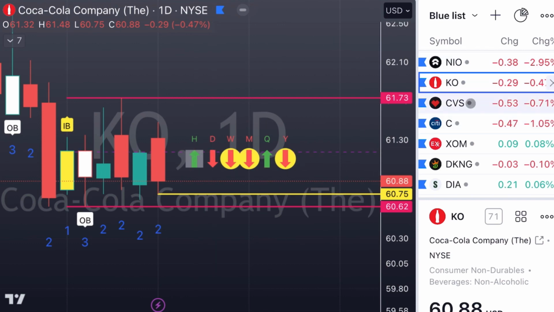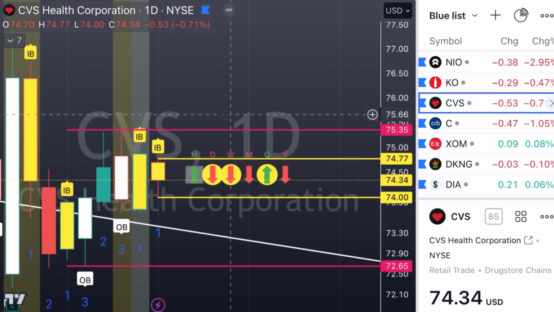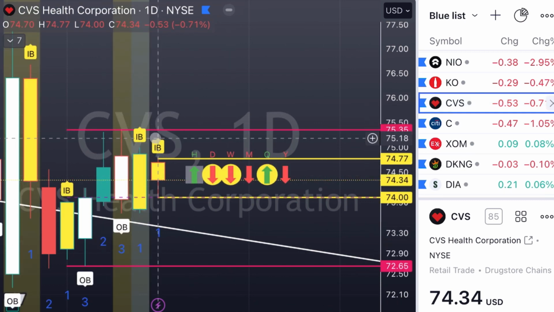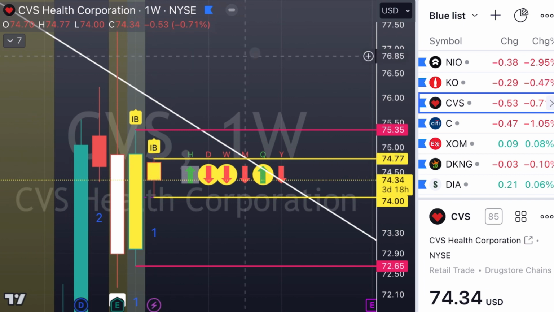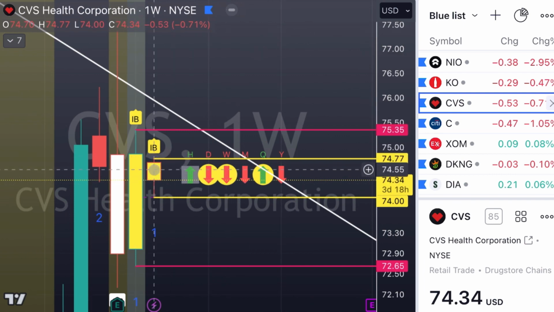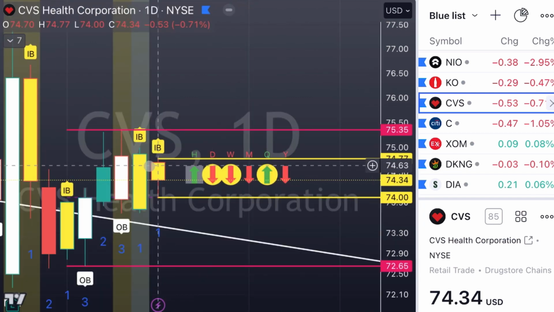Okay, let's move on to CVS. CVS, same thing. So you notice we have these 2 pink lines. That's the inside bar setup on the weekly that we're waiting to break out of. So I can go to the weekly. There's the 3-1 setup. We're looking to break out of it, okay, with this candle right here. This is the current live candle for this week. Now we go to the daily. On the daily chart, we've got a double inside bar.